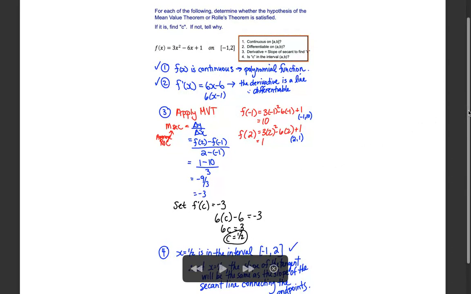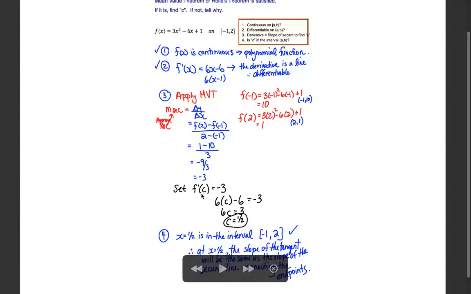So what I'm going to do is sub in c for my x. So up here, I'm going to sub in c right here. So I'm going to have 6c minus 6. So I know that 6c minus 6 must equal the slope of my secant, which is -3. And now all I have to do is solve for the c value that makes this true. So I end up rearranging this to get c is equal to 1/2.